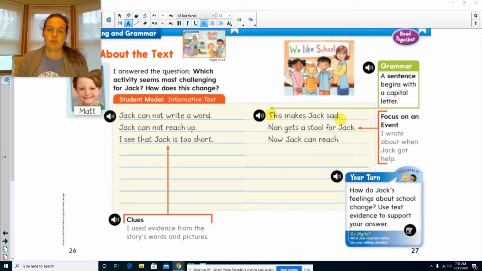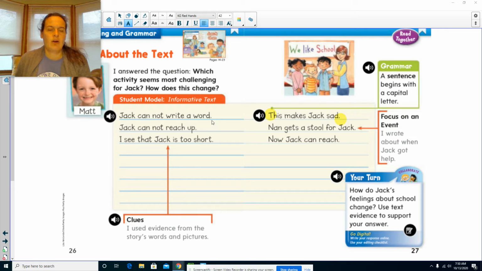We are going to be doing some interactive writing today. And we are first going to look at a different student's writing. This student, Matt, had to answer the question, which activity seems most challenging for Jack? How does this change? Let's take a look at what he wrote.